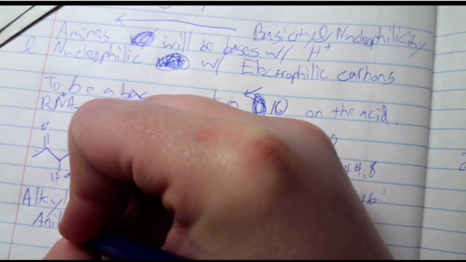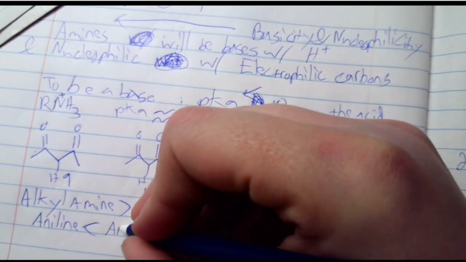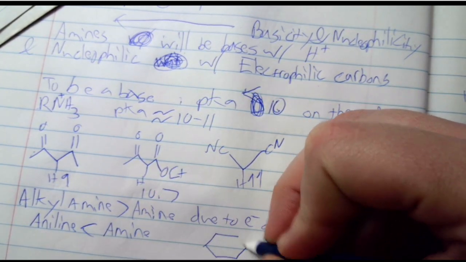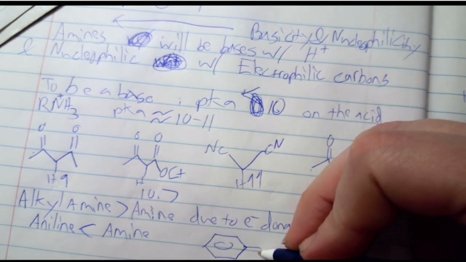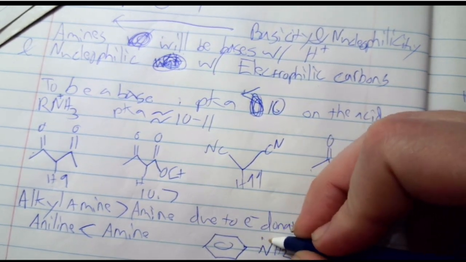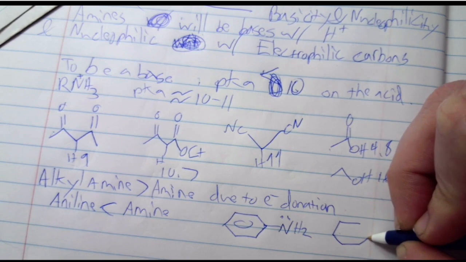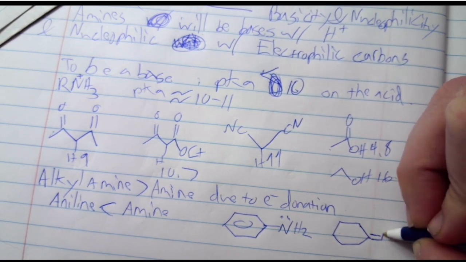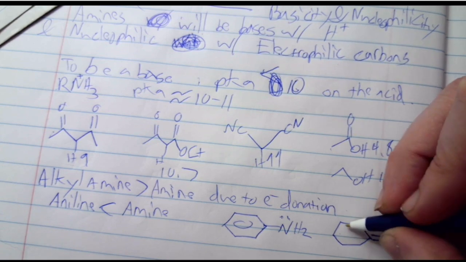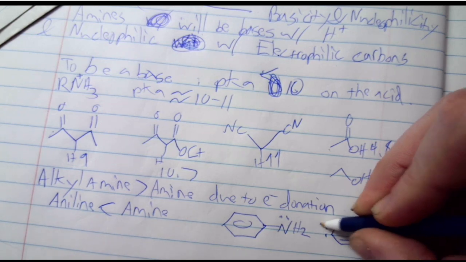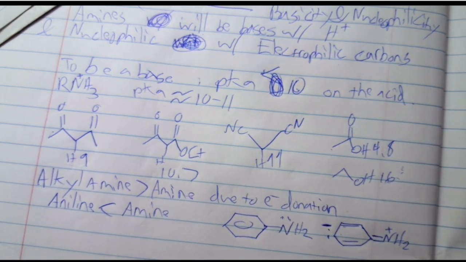Aniline, for example, is weaker than an alkylamine because of delocalization. So remember, aniline, we can draw resonance structures that put a positive charge here, but the fact that I can delocalize this at all means I'm pulling electron density out of that nitrogen.